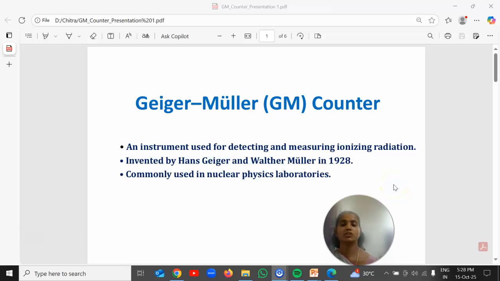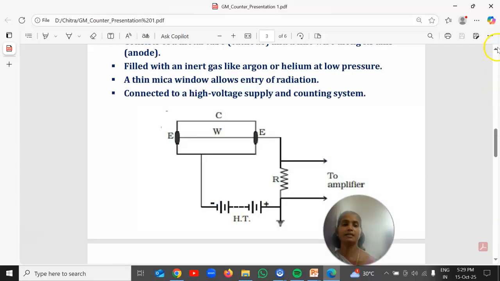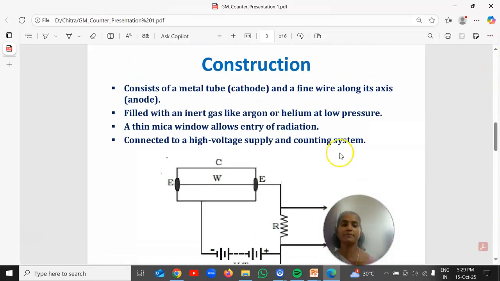Geiger-Müller counter in nuclear physics. It is commonly used in nuclear physics laboratories for the detection as well as the measurement of ionizing radiation. The device was invented by the scientists Geiger and Müller in the year 1928. Let us move to the construction part, then let's see the principle.